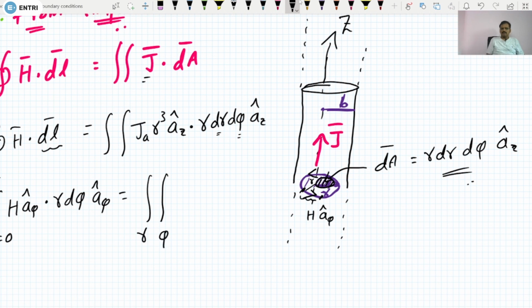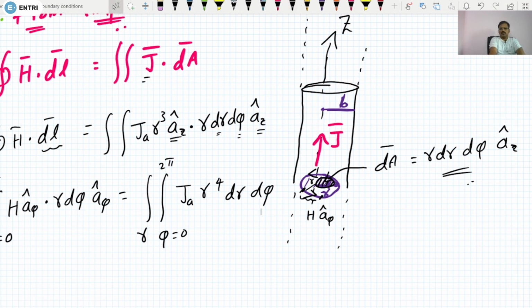So here, since you have to consider this total surface, phi has to range from where to where? Phi has to range from 0 to 2 pi, right? So here you are having az cap, here you are having az cap. Az cap dot az cap will become 1. So you are going to get here za into r cube into r, which is r power 4, into dr into d phi. So this is what you are going to get here.